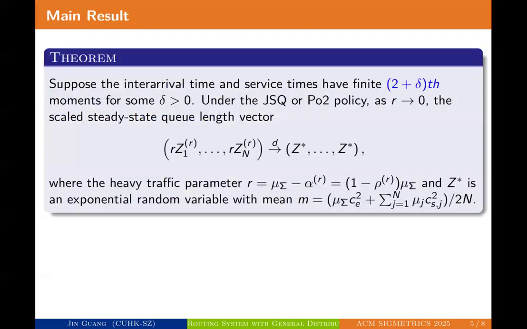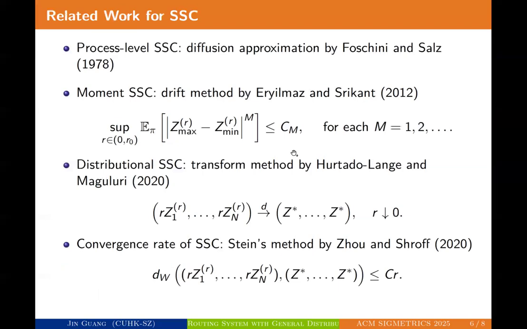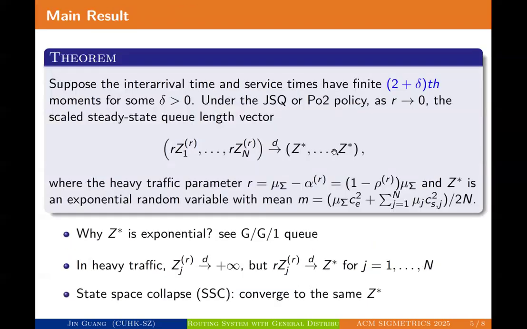This is our main result. We assume the interarrival time and service time have only finite 2 plus delta moments. Under this policy, we have the result that the scaled steady state queue length vector will converge to the same exponential random variable. This is called state space collapse, because all the components converge to the same random variable.